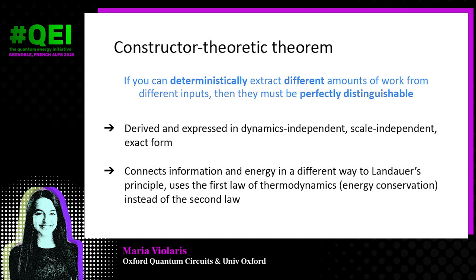So the constructor-theoretic theorem about work extraction is this. It's that if you can deterministically extract different amounts of work from different systems, then those systems must be perfectly distinguishable. And what's interesting about this, one thing is that it's derived in this scale-independent, dynamics-independent, exact framework, so it's based on these principles about what's possible and impossible. And another interesting thing is that it connects information and work and energy in a different way to the one we're used to, which is Landauer's principle about erasing information and connecting that with entropy. And it also is derived using the first law of thermodynamics of energy conservation instead of the second law.